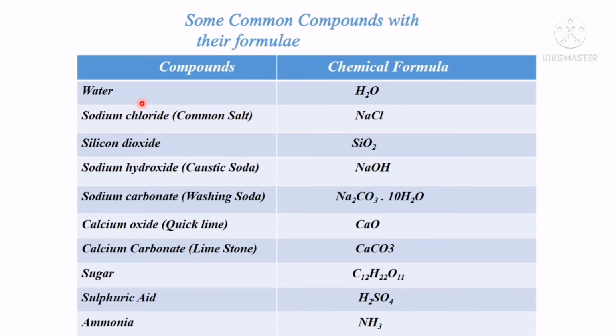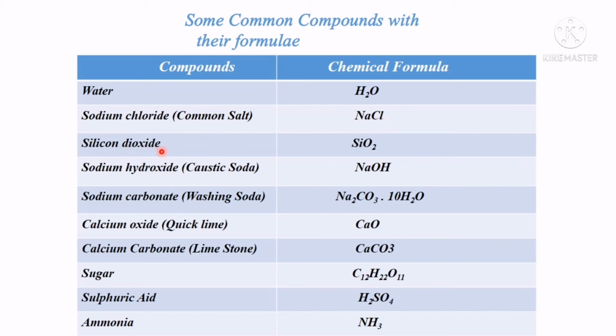Here we have examples of ionic compounds as well as covalent compounds. For example, water is a covalent compound. It has the molecular formula H2O. Its chemical formula is known as a molecular formula because it is a molecule. Sodium chloride, common salt, is an ionic compound, so its formula unit is NaCl.